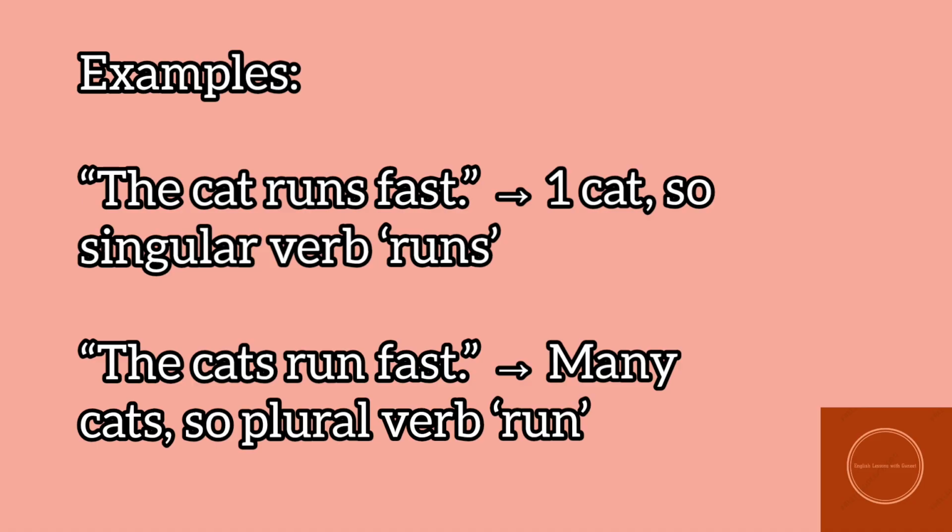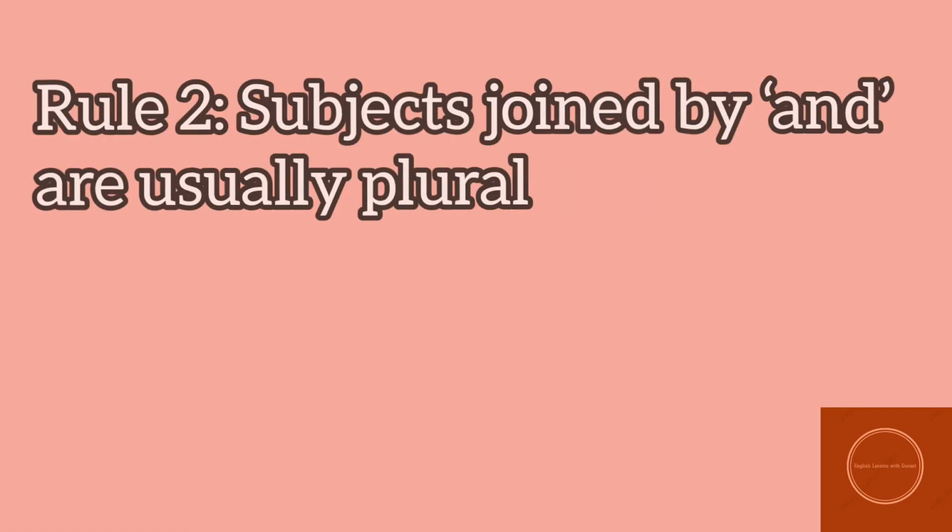There is one action which that subject does, that is it runs. Now we have the cats run fast. Here there are many cats as the subject and the plural verb is run, which is being used for many cats. So I hope that you're clear with rule number 1. Now let's move to rule 2, which is subjects joined by and, are, plural. Now when two subjects act together, the verb needs to match both of them.